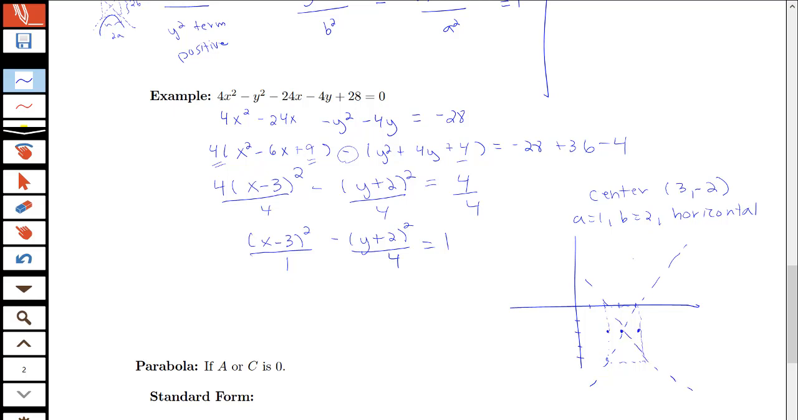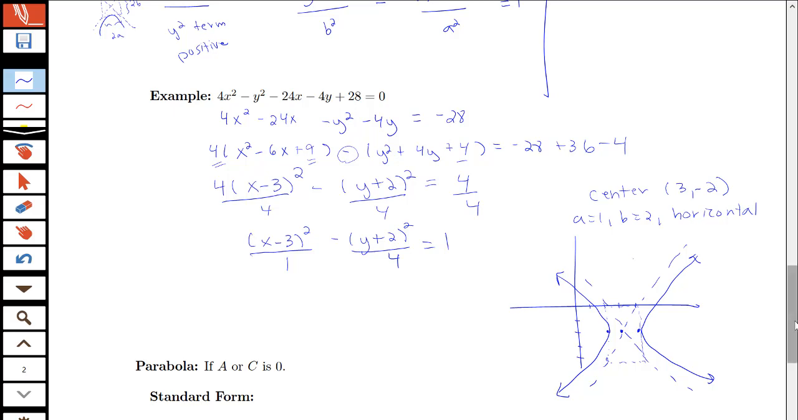Okay, going up 2 and over 1. These are my vertices, so now I can sketch my hyperbola, having it approach those asymptotes here and going through the vertices that I've sketched. Okay, so we see that we have a nice sketch of our hyperbola based on that standard form.